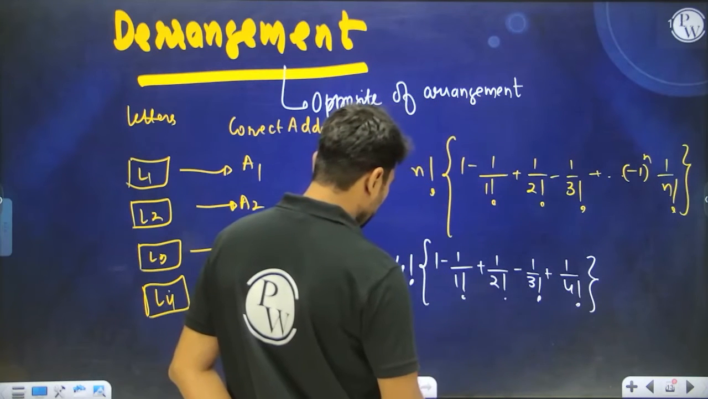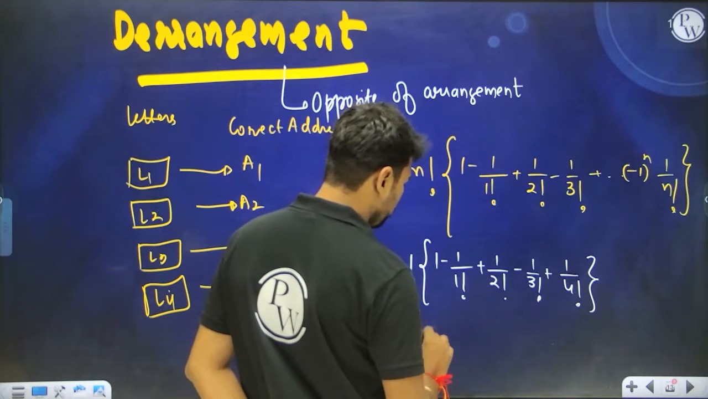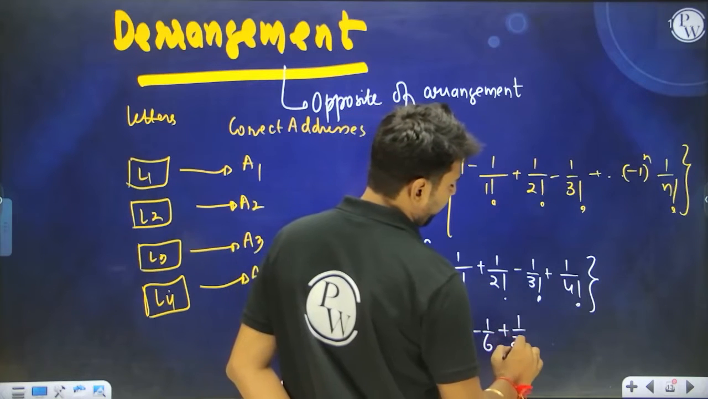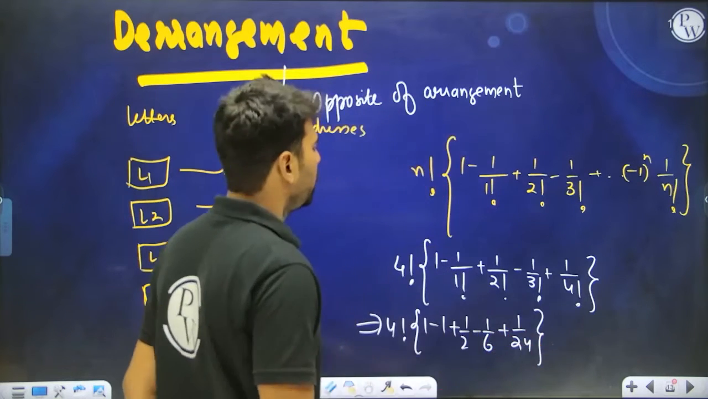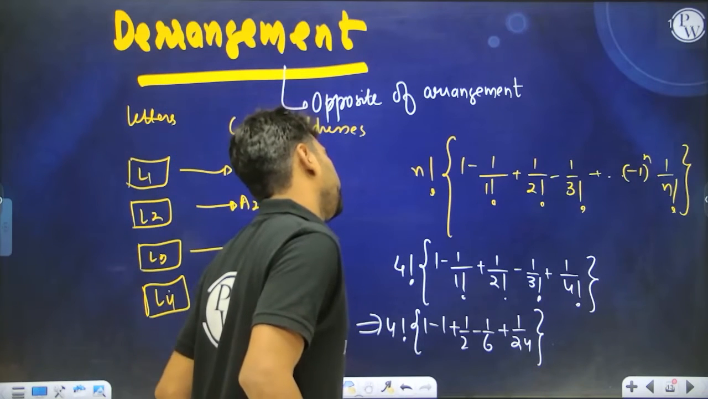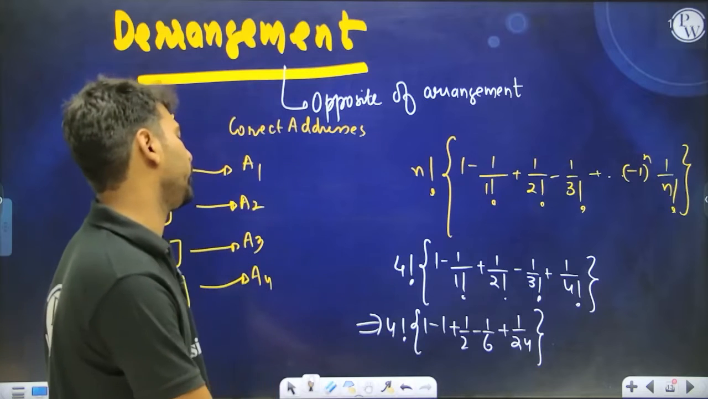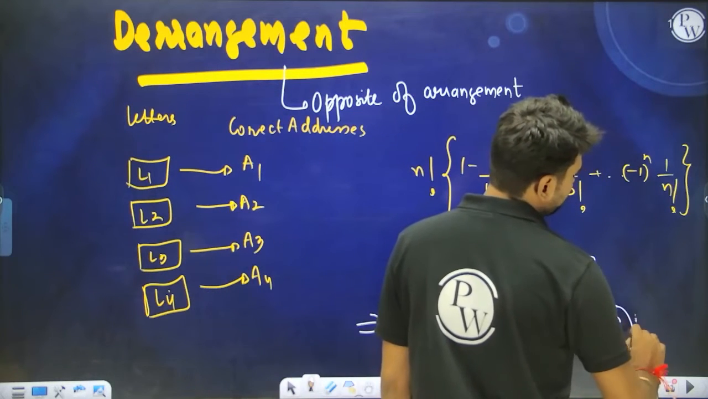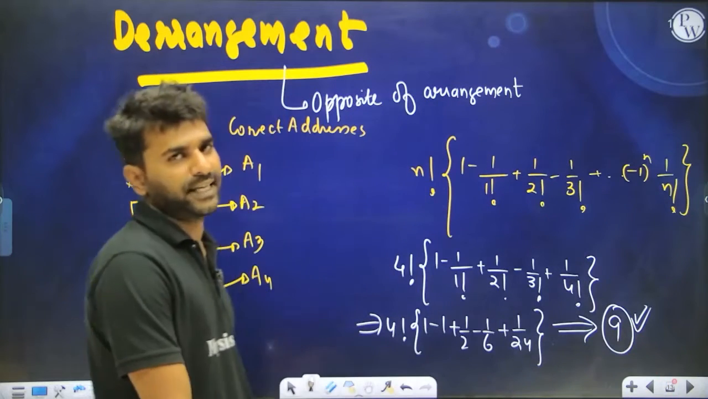Okay, so these are the total number of ways. 4 factorial times (1 minus 1 plus 1 by 2 minus 1 by 6 plus 1 by 24). Okay, 1 goes away. Over here 12 minus 4, that is 8 plus 1, 9 by 24 into 24, so that is equal to 9. So there are 9 ways in which all the letters can go to the wrong place.